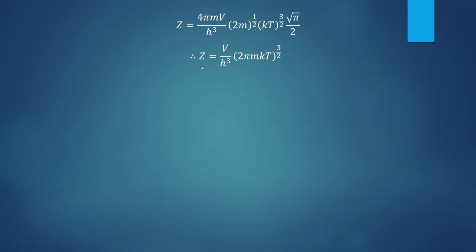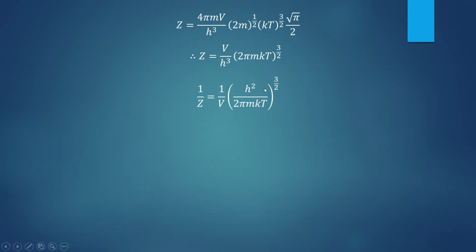Now use this partition function to find the distribution function proposed by Maxwell-Boltzmann. We need 1 by z because we know that the distribution function f of e is equal to n by z into e to the power minus e by kt, as I have shown you in the previous slide. If z is equal to v by h cube into 2 pi m kt to the power 3 by 2, then 1 by z will be h cube by v, and I can write h cube by v as h square to the power 3 by 2.